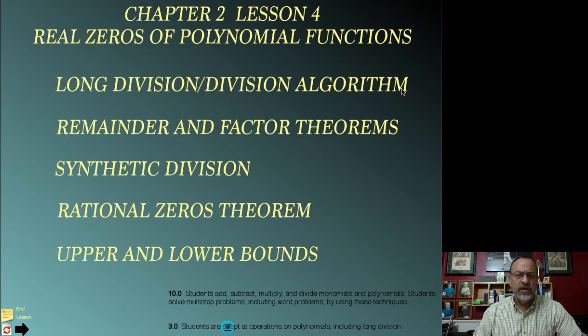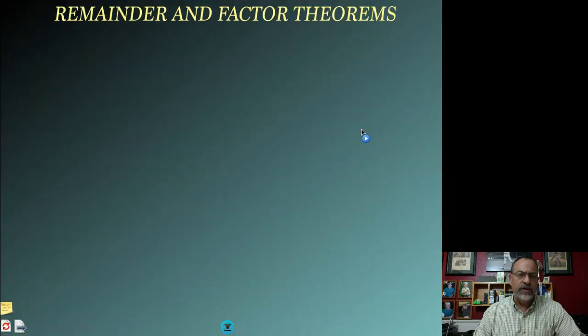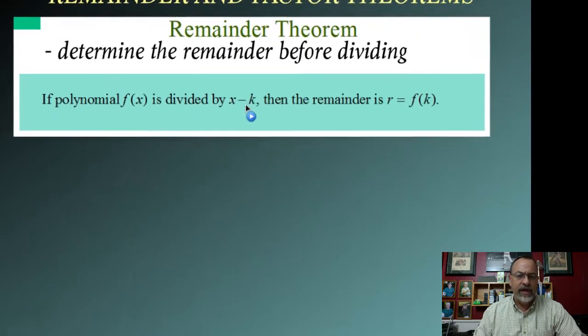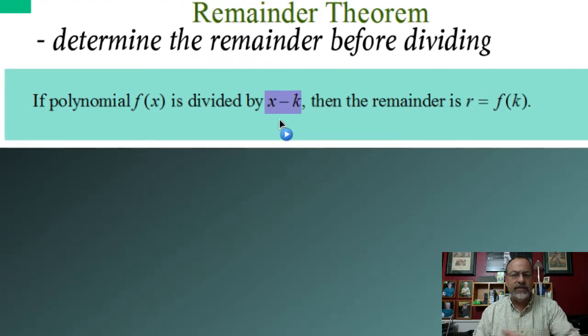We're not going to look at the long division algorithm. We'll maybe take a look at it when I talk about synthetic division, but right now in this lesson we just want to look at the remainder and factor theorems and what they do for us. The remainder and factor theorems allow us to determine whether a linear expression is a factor of the polynomial or not. In other words, if we have a linear expression, x minus some value, let's call it k, we can tell if this is going to be a factor of the polynomial.